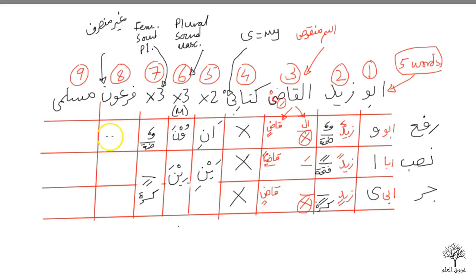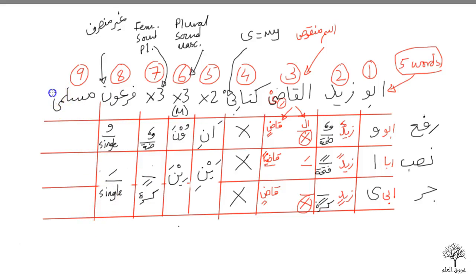The word Fir'aun in the rafa state takes a single dhamma. In the nasab state, it takes a single fatha. Let me join these together: in the nasab and the jar state, they both take a single fatha. So look at that, it can only take two types of vowels, either a single dhamma or a single fatha. It doesn't take kasra. Just like sound feminine plural couldn't take fatha, this can't take kasra. Opposite. And you can only take a single vowel, so you can either say fir'aunu or fir'auna.